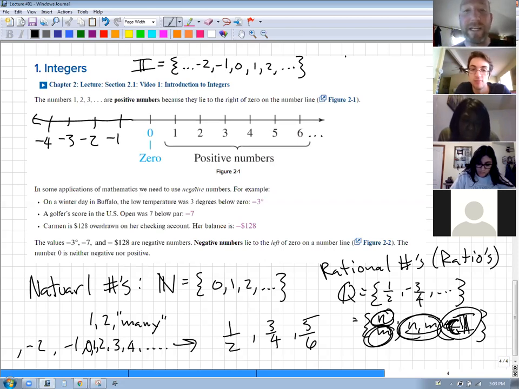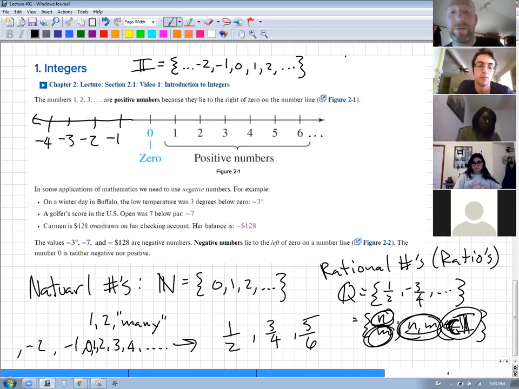So we use negative numbers. They say here, on a winter day in Buffalo, the low temperature was 3 degrees below zero, or -3 degrees. The golfer's score in the U.S. Open was 7 below par, or -7. Carmen is $128 overdrawn on her checking account. Her balance is -$128. So these are all negative numbers and they lie left of the zero.